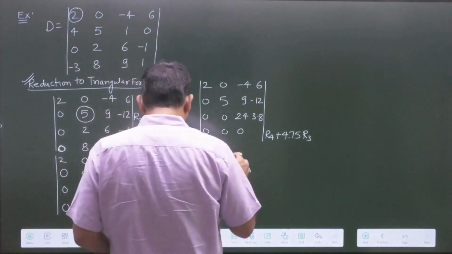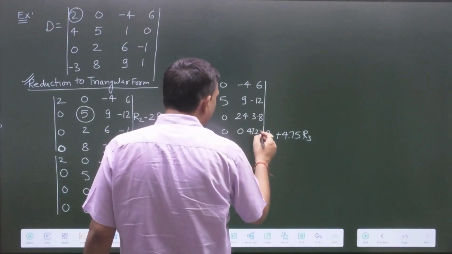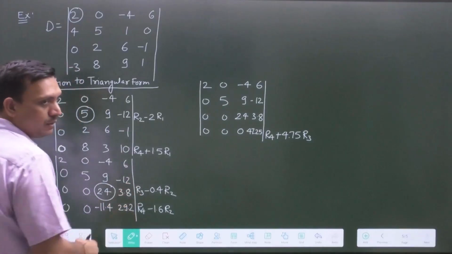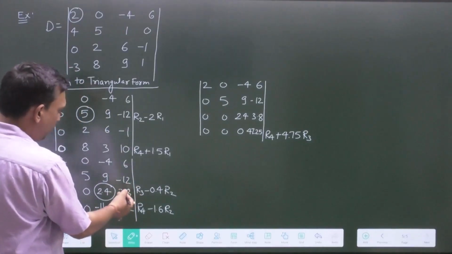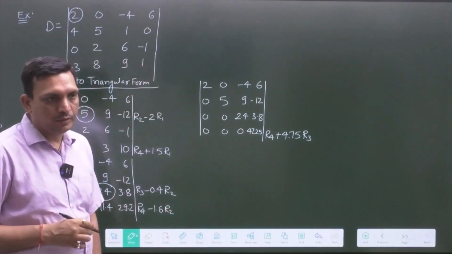And this will be 47.25. You have to check this. This is 47.25. Please check. R4 plus 4.75 into 3.8 plus 29.2. So that will be 47.25.